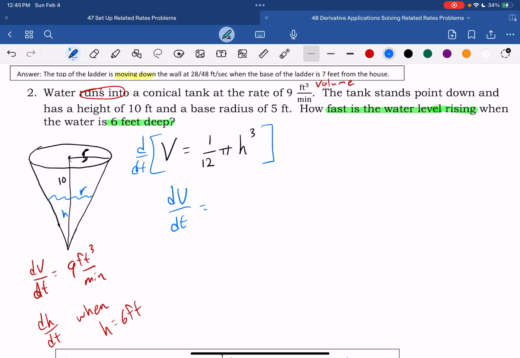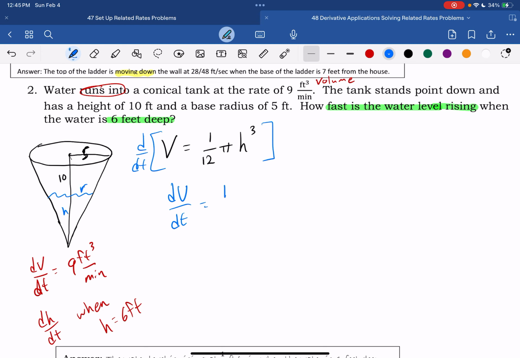So we're looking at the power rule here, bring the 3 down, so that turns our 1/12 into a 1/4 pi, and then reduce the exponent by 1, but don't forget to pick up that dh/dt at the end, because unlike implicit, again, we need to differentiate both variables with respect to time. And then from here, we already have everything, right? We have our dV/dt. We're asked about the height being 6, and those are the only 2 variables left outside of the rate, which is what we're trying to solve for.